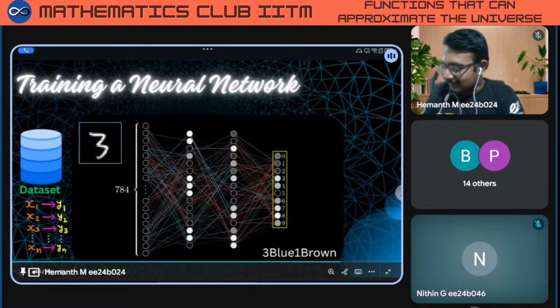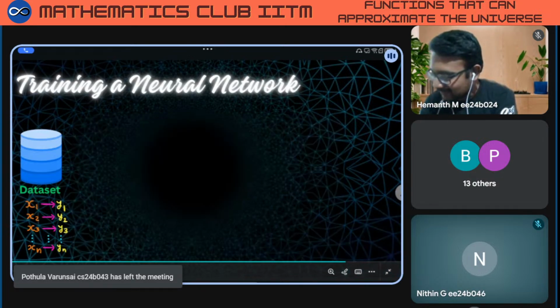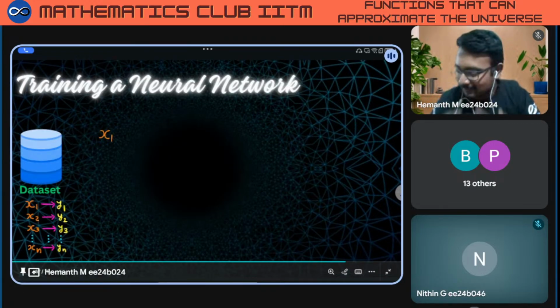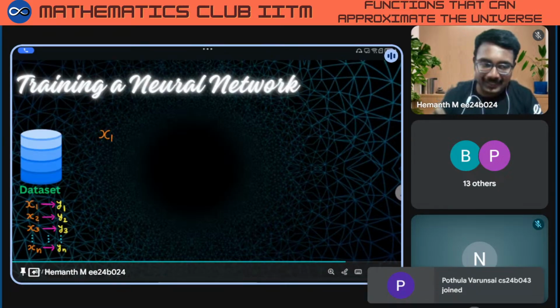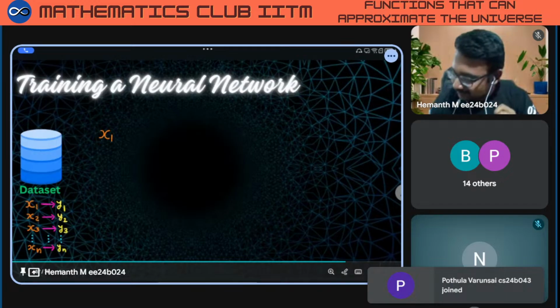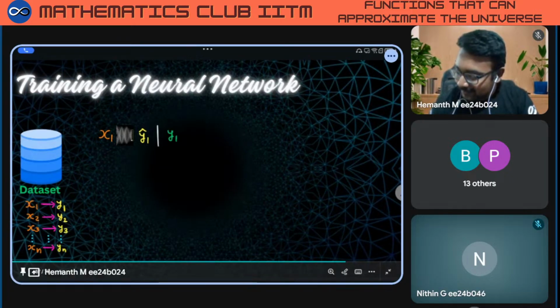So we use this particular architecture network to learn this function that maps input to output from this data set. Now, how does this training process work? First, we take any one of those input samples x1, pass it through the network, and then we get some prediction y1 hat. Now we know that the ground truth is y1, not y1 hat.